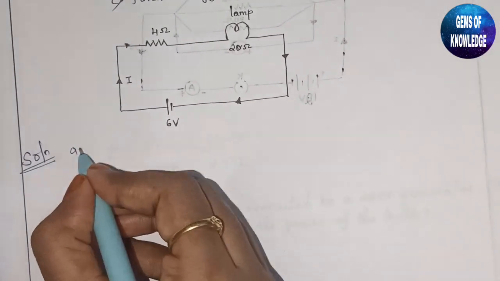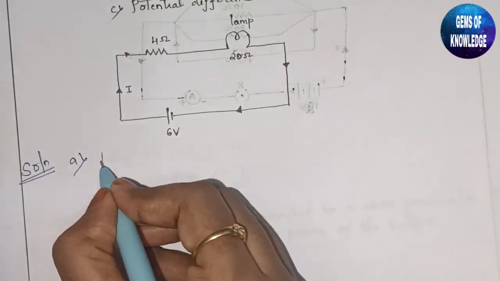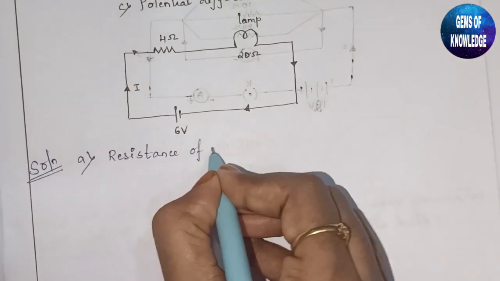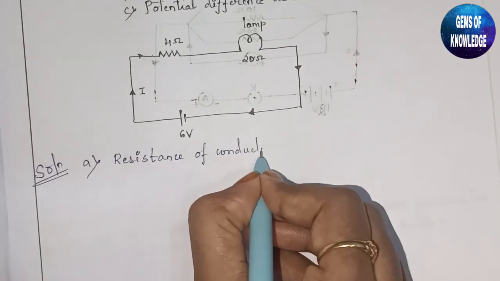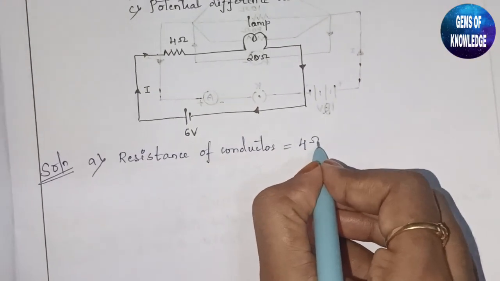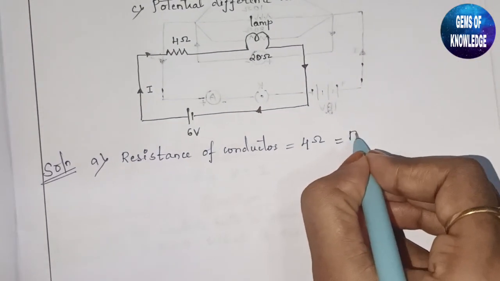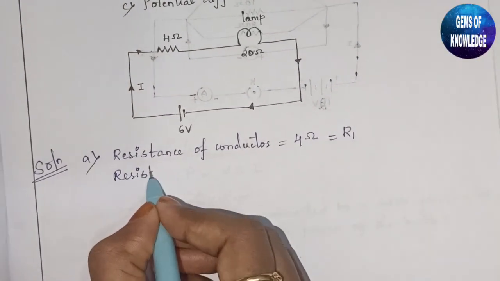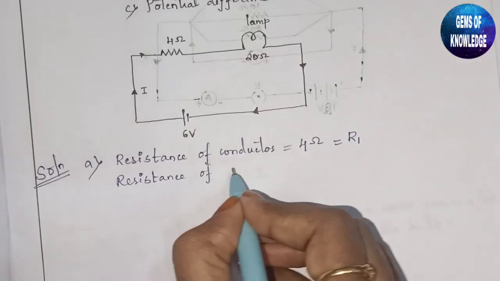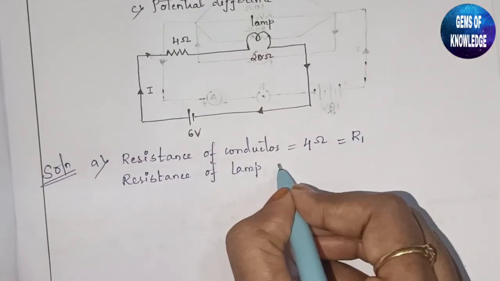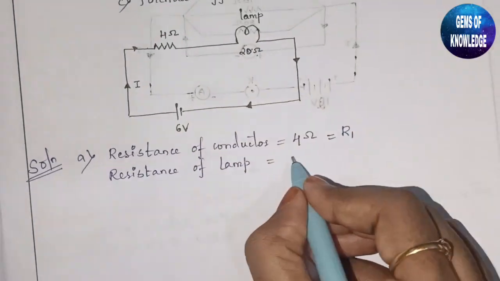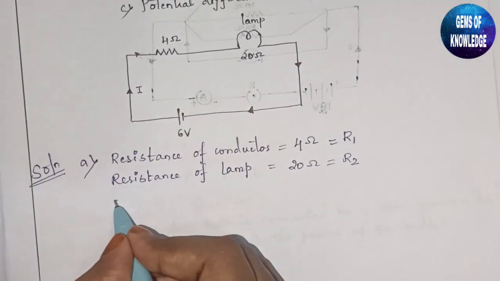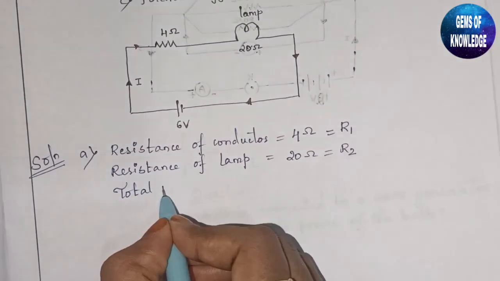Okay, for A1. The resistance of the conductor is 4 ohms, so we will consider this as R1. Then the resistance of the lamp is 20 ohms, and we will consider this as R2. So what do we need to find out here? The total resistance.